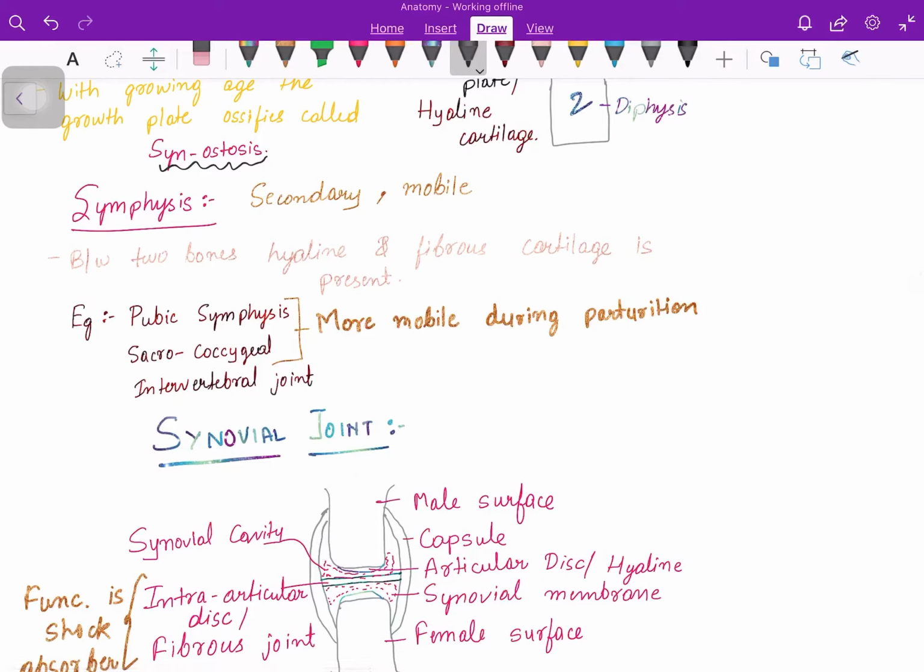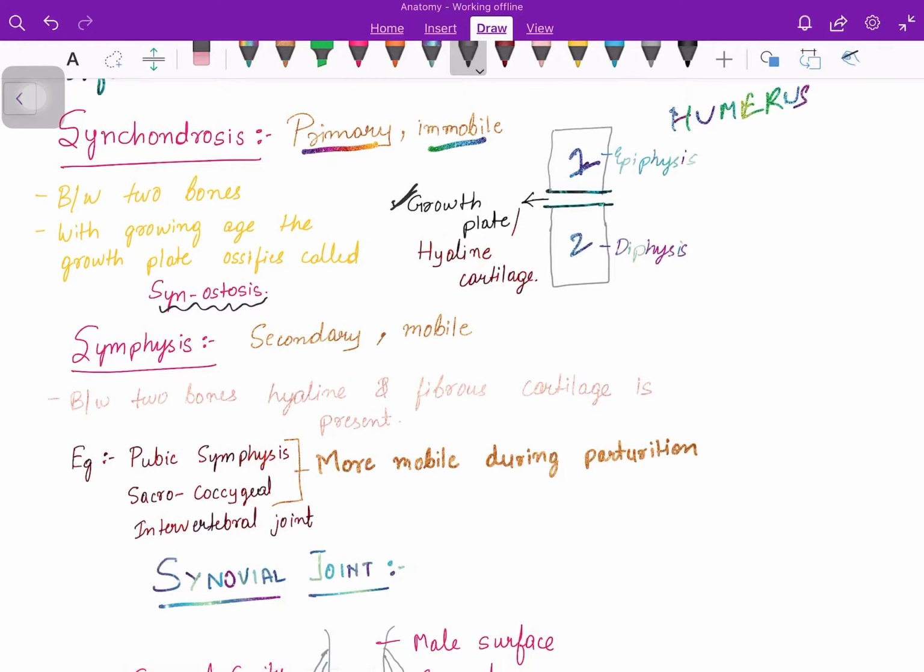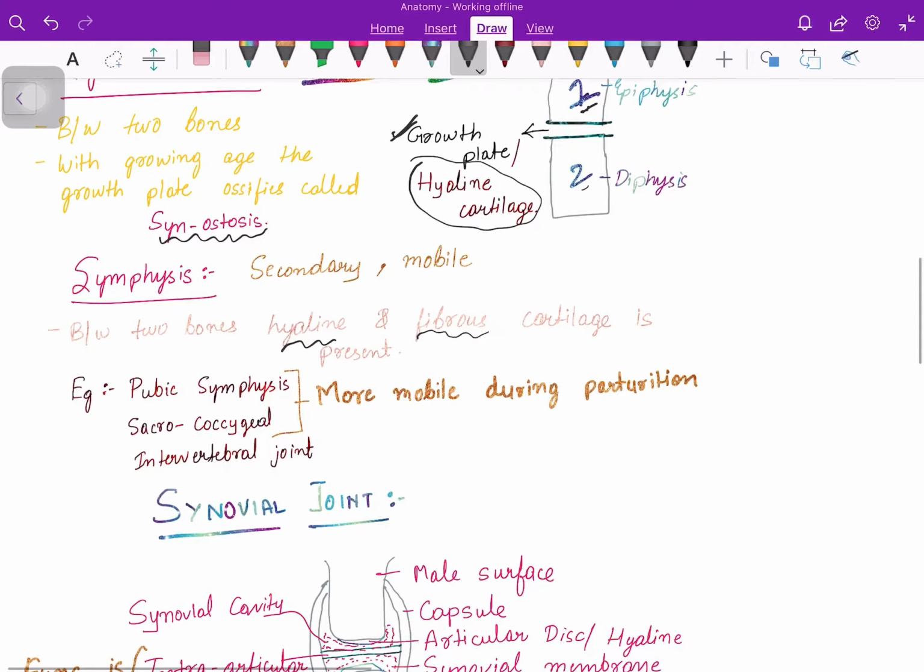Symphysis, we have heard of it in most of our pubic joints. It is also called the secondary cartilaginous joint and it is mobile. It is present between two bones, and both hyaline and fibrous cartilage are present. This is the difference. In synchondrosis, only hyaline cartilage was present between bone 1 and bone 2, while in symphysis there is hyaline as well as fibrous cartilage. For example, pubic symphysis, sacrococcygeal and intervertebral joints are symphysis.